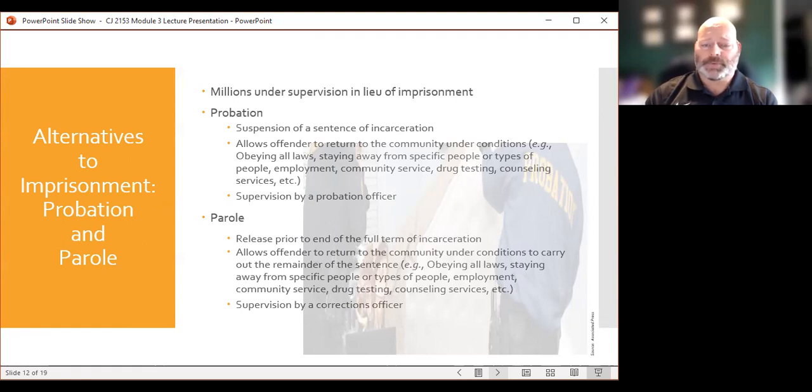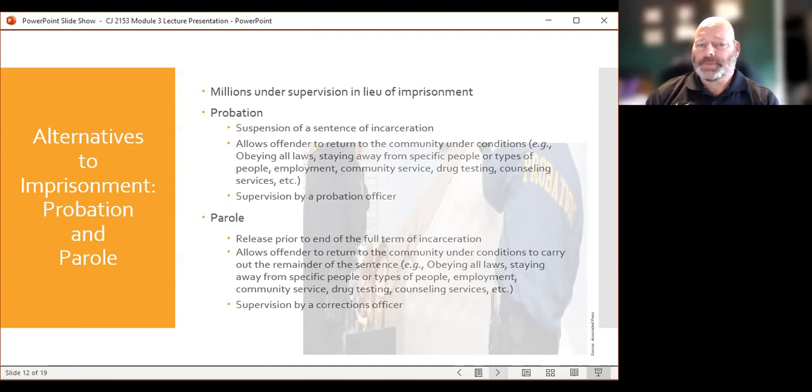This allows the offender to return to the community, but under strict conditions, like they have to obey the laws, they can't be arrested or convicted of another crime, stay away from specific people or types of people. They have to have gainful employment, maybe conduct community service, undergo pretty extensive drug testing and counseling services or other conditions. People on probation are generally under the supervision of a probation officer, either from the local or parish corrections agency, or even from the state probation and parole office.